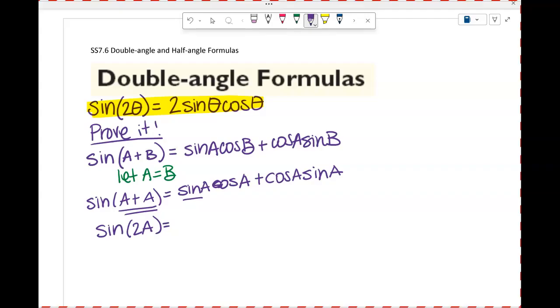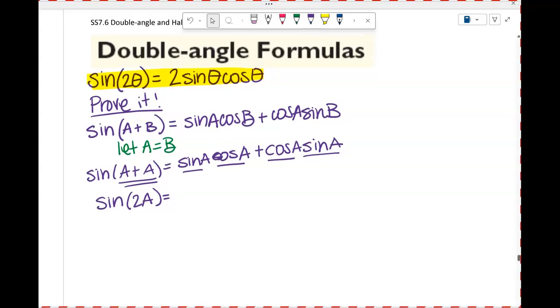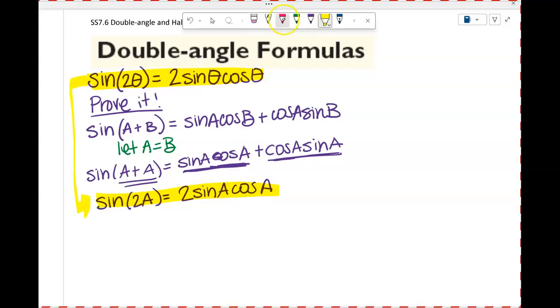Now sine of A times cosine of A, and then there's another one over here, sine of A times cosine of A. Now multiplication order doesn't matter. So in essence, these two are exactly the same. So if they are the same, we can combine them to make 2 sine of angle A times cosine of angle A. So guys, this is the same as if we were to use theta in its place. Okay, so that's the first one.